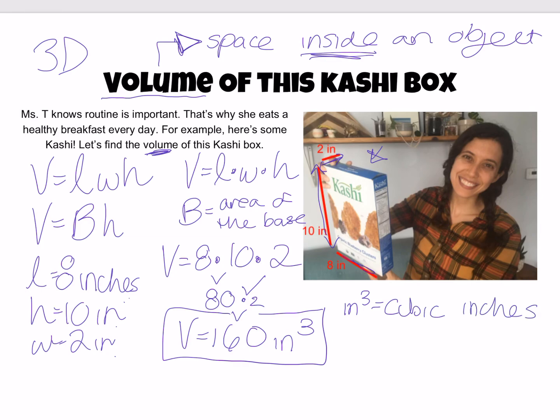Now you can also use the capital B times H formula. And if you did that, then our B would be our area of the base, and it would be this thing that I'm shading in here. So if I wanted to use volume equals B times H, our base here, we'd bring down that 2 inches to this side, and our base would actually be 16 square inches if we wanted to do that. And then you'd have the base is 16 square inches, and our height is still 10 inches, and if you multiplied that out, you'd get the same answer.